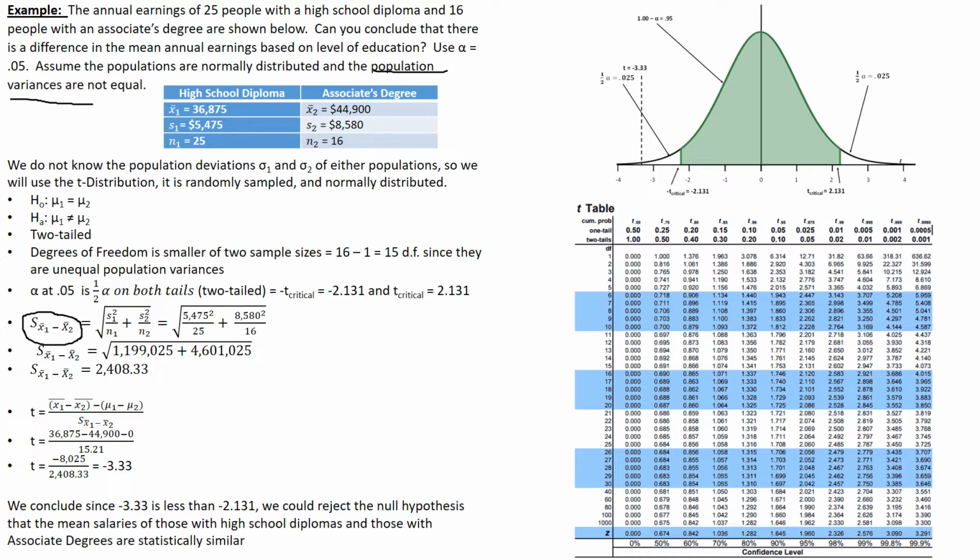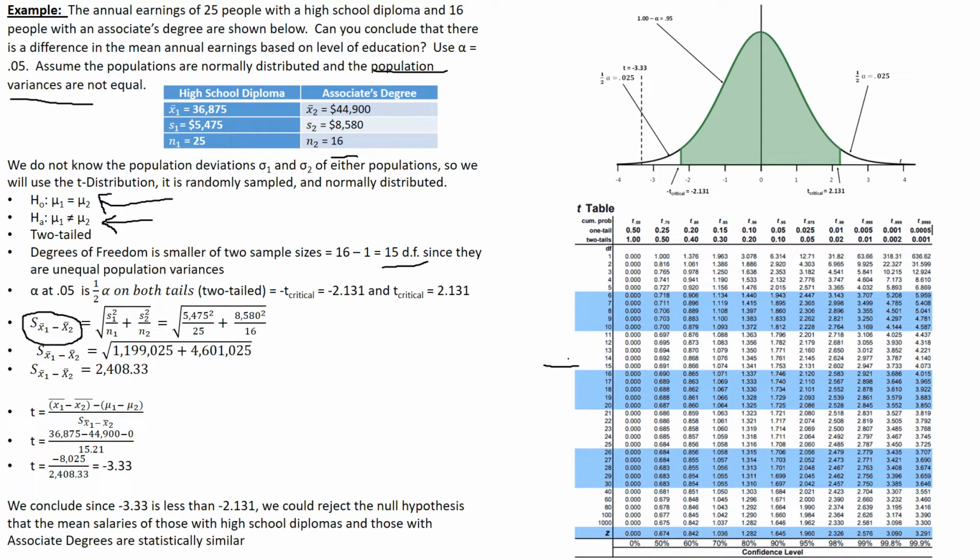Want to know if they are the same or not. So the null hypothesis would be equal, and the alternate hypothesis would be not equal. So it's two-tailed. And since the variances are not equal, we use our two populations. High school diploma is 25, associate's degree is 16. 16 minus 1 is the smaller sample, which means 15 degrees of freedom.